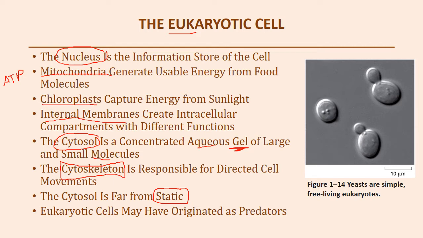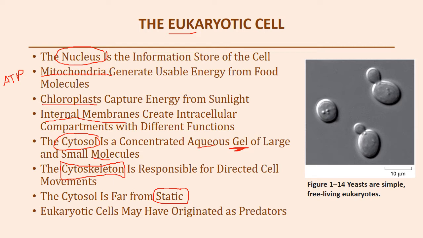And then last but not least, we're going to take a look at where these eukaryotic cells came from, and that most likely they originated as predators. So we'll talk about what evidence there is behind that particular statement.